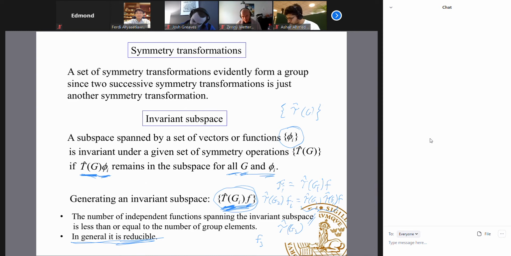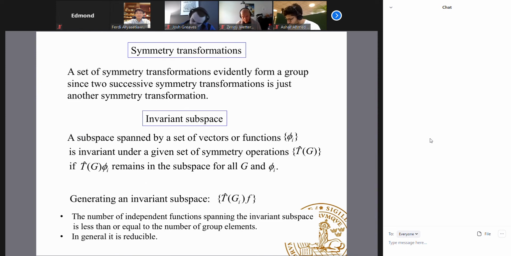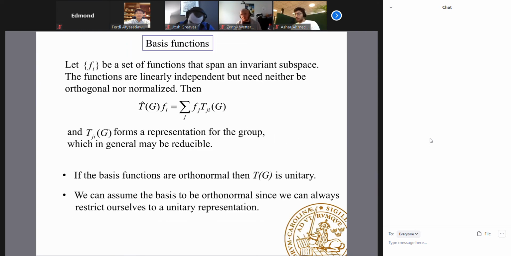As we will see by considering an example later. Okay, so that's an invariant subspace that we need to construct a representation for the symmetry group operators. So now we have to introduce these basis functions.